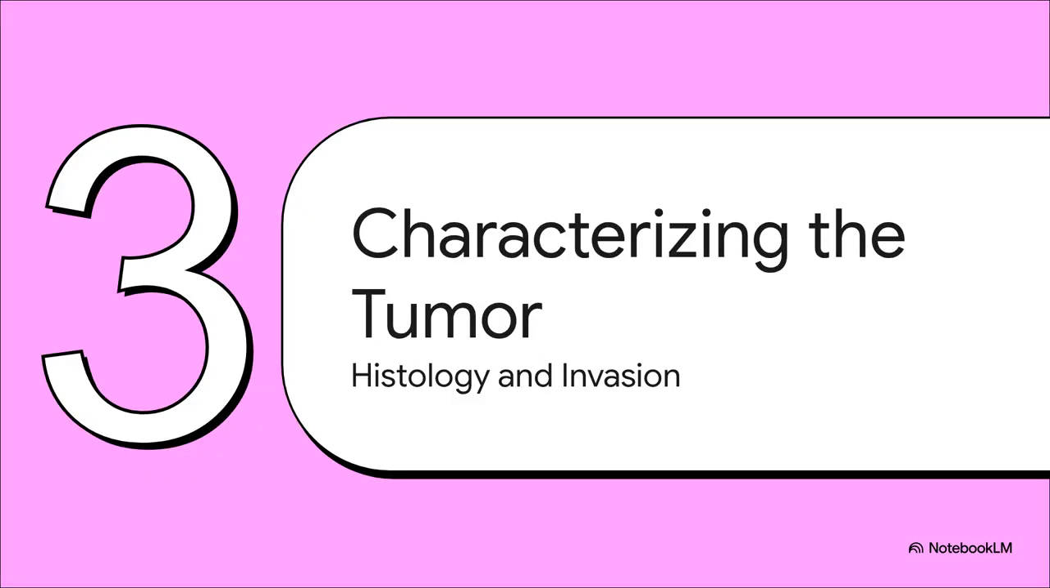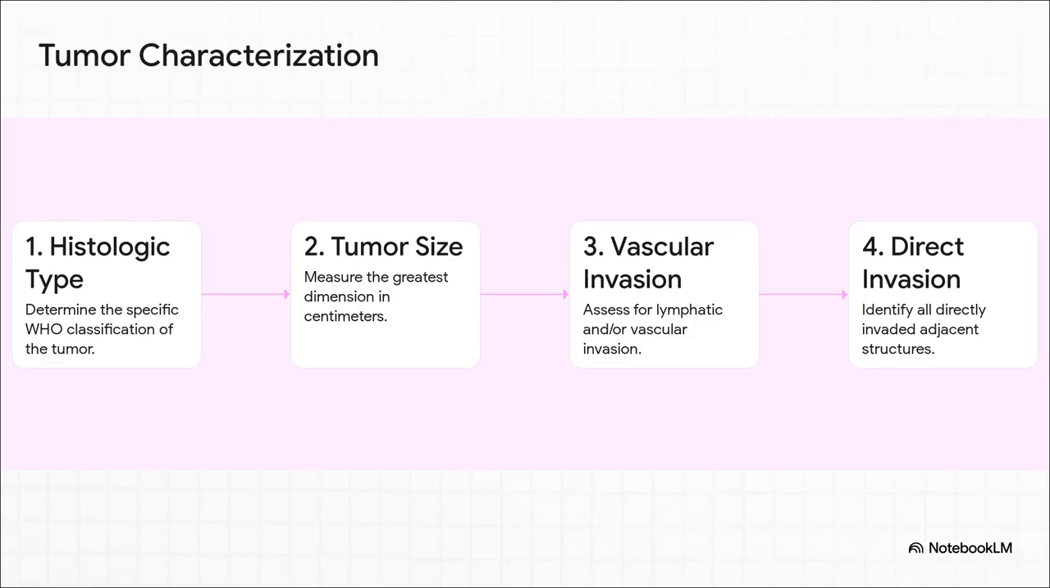Okay, now for the fun part, the heart of the matter, the tumor itself. Now that we know we're using the right protocol and the right format, we can finally start describing what we're actually seeing, both grossly and under the microscope. Just think of this as a 4-step checklist for every case. First, what is it? We need that specific histologic type. Second, how big is it? Get that measurement of the greatest dimension.